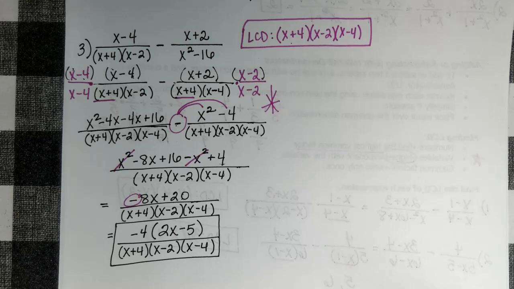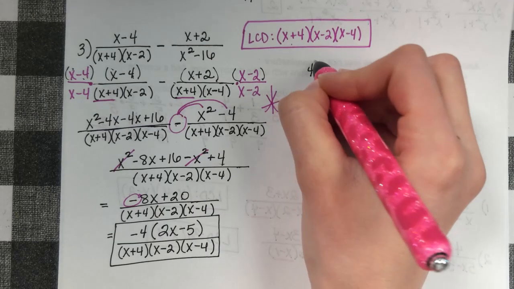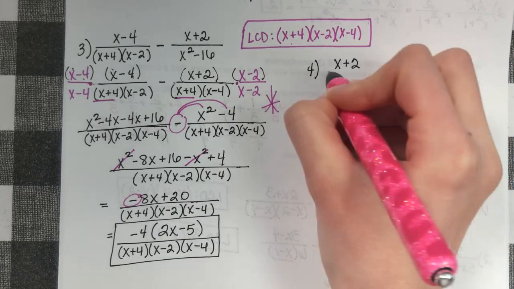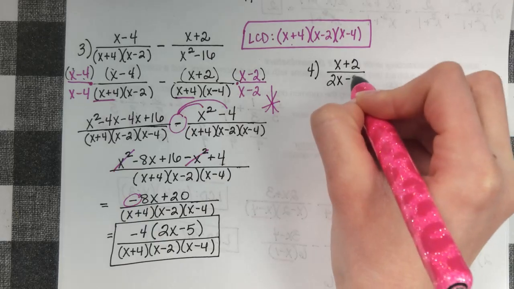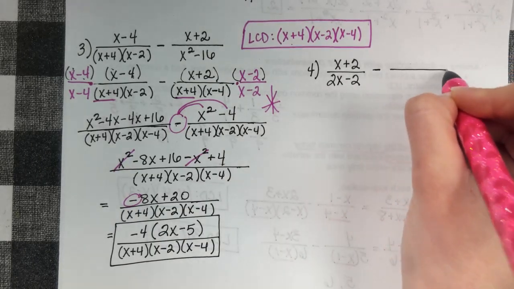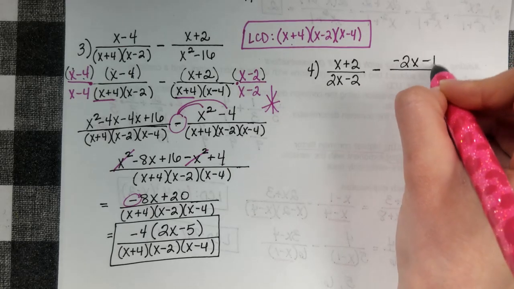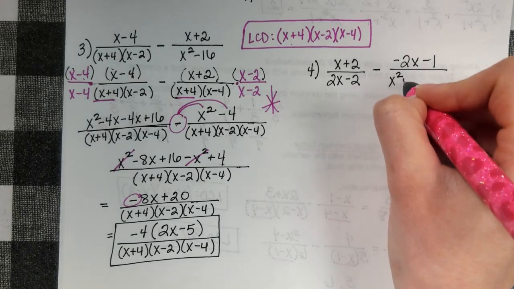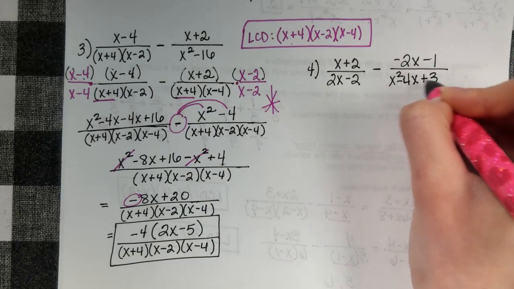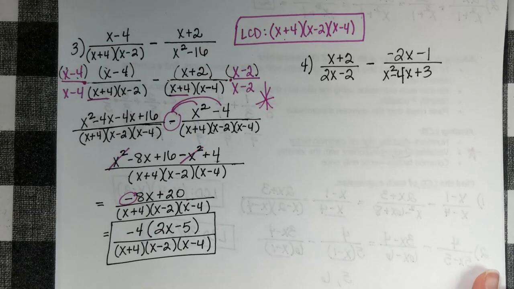Okay. I would like to do one more example just to make sure y'all have it. Okay. Let's say that we do. I'm gonna let y'all do this one. x plus 2 divided by 2x minus 2, minus negative 2x minus 1 over x squared minus 4x plus 3. Okay. I want you to talk me through. What's my first step?